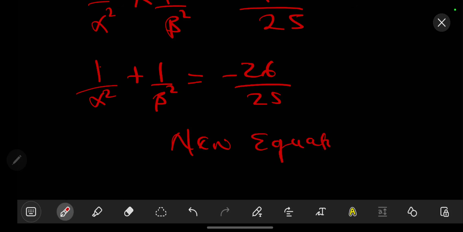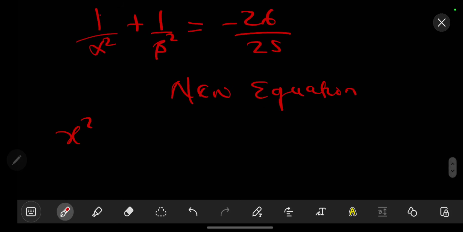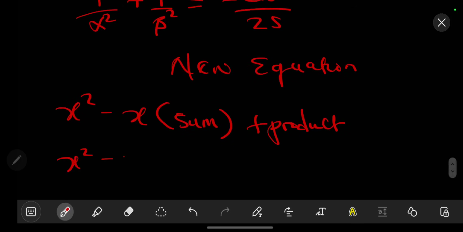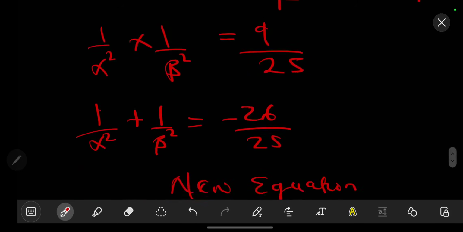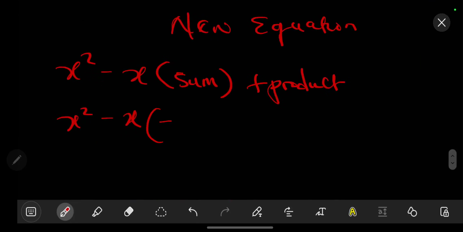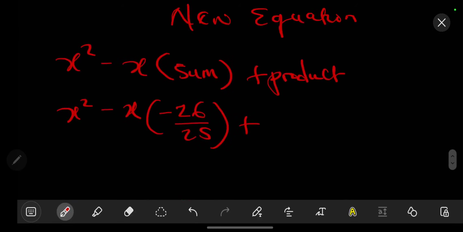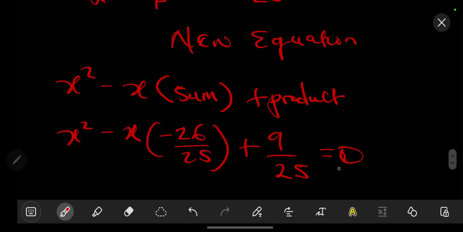So new equation should be equal to, we have our x squared minus our x, then we have the sum plus our product. So we have our x squared minus our x. Our sum is equal to, we have the sum to be equal to negative 26 over 25. Then we have plus the product. Product is equal to, so when we multiplied our roots, we had a 9 over a 25 should be equal to a 0, like that.